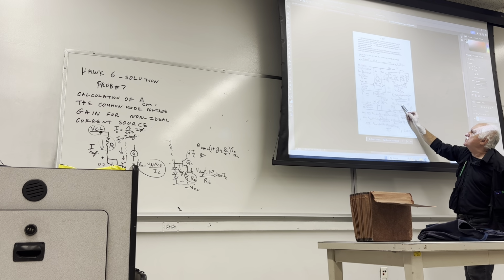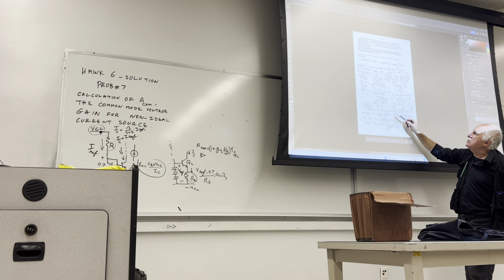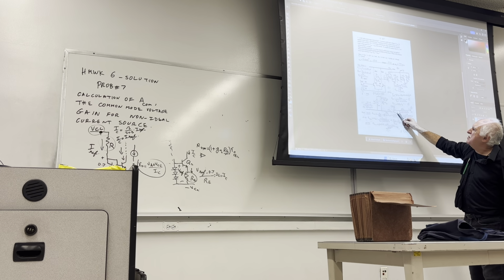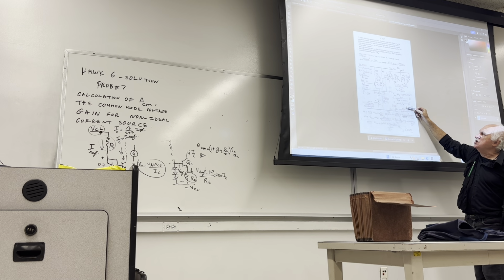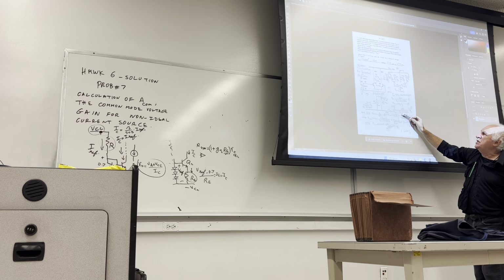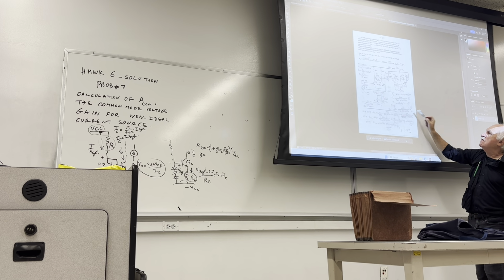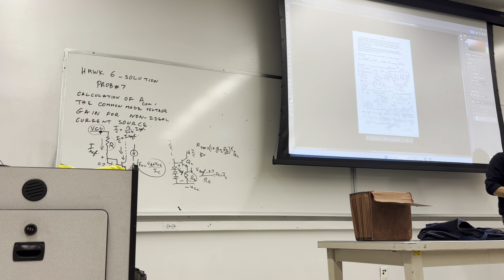VO, substitute from here to here. Here you are. VO over VCOM is minus beta RC over R pi plus 2 times 1 plus beta RE. This is our ACOM, the common mode voltage gain. It's a finite value.